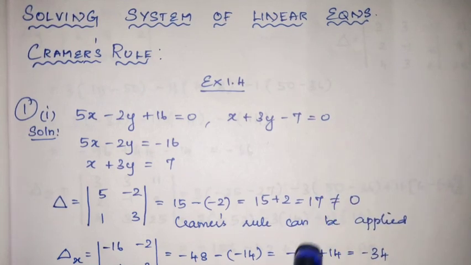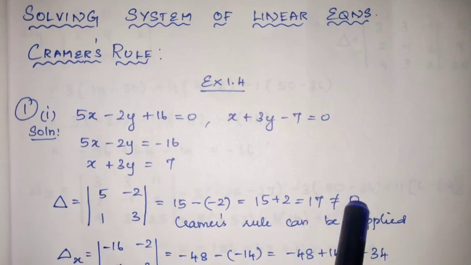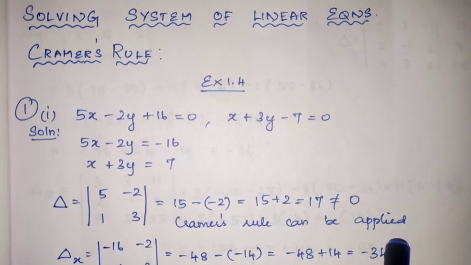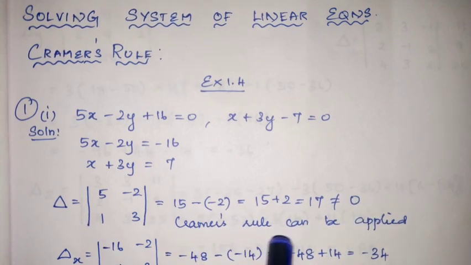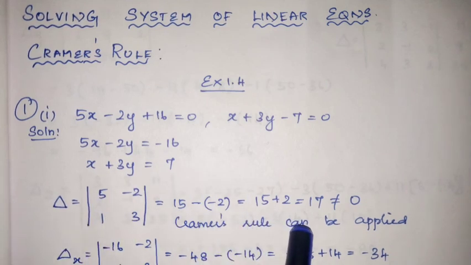This is a very important thing. When the del value is not equal to 0, Cramer's rule can be applied. If it is equal to 0, Cramer's rule cannot be applied. Can you understand? Very important thing that you must keep in mind. Right, now the del value is found. Now we have to find the del x value.